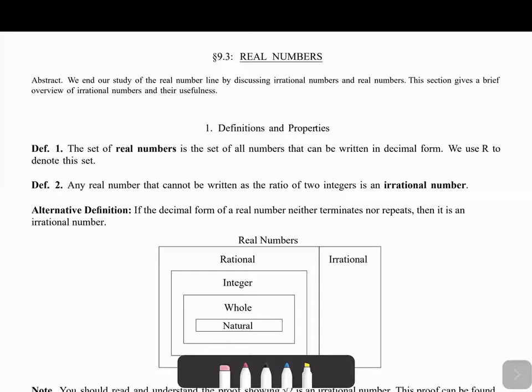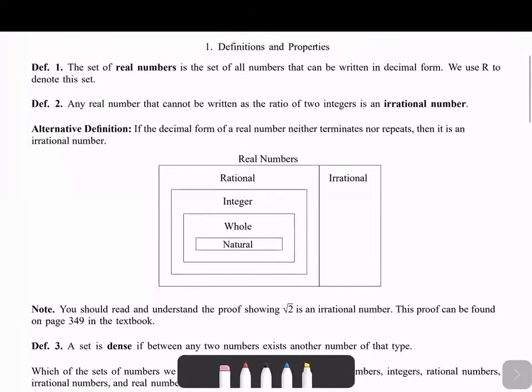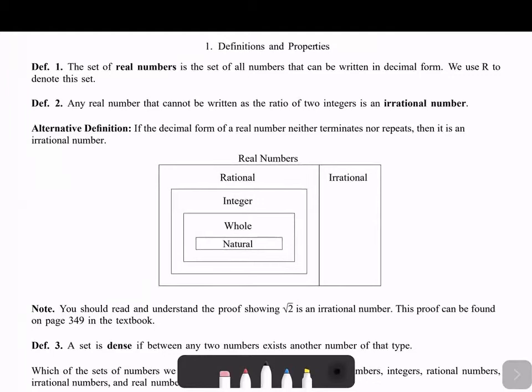So what are the real numbers? We talked about it a little bit in some of the previous videos for chapter 9, where we have this exact same little graphic here. The real numbers were all of the numbers that we know and love, the rationals, the integers, the whole numbers, and the natural numbers, along with these irrationals, things that couldn't be written as a fraction of integers.